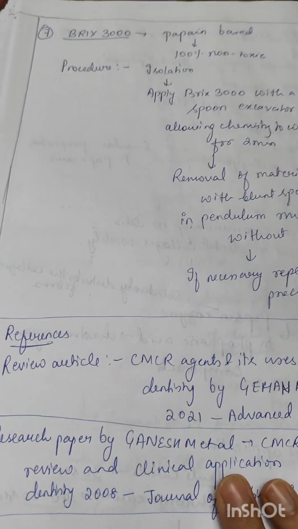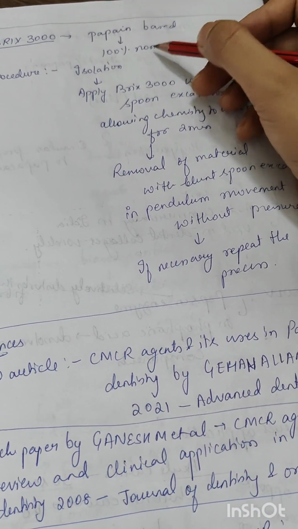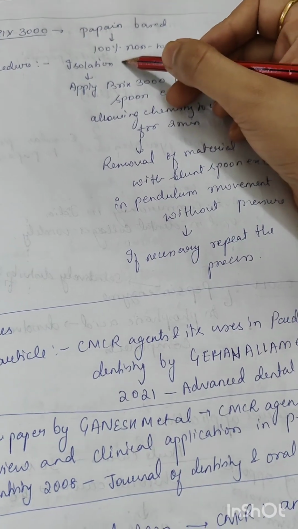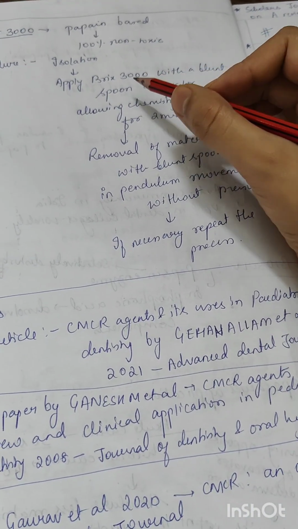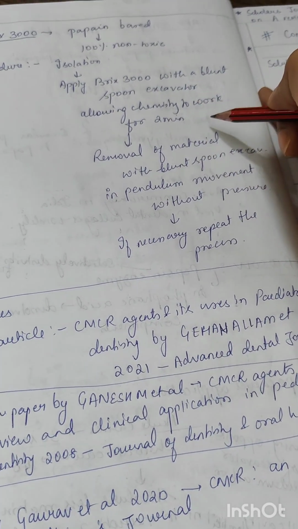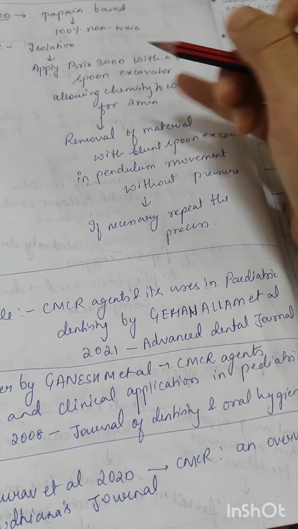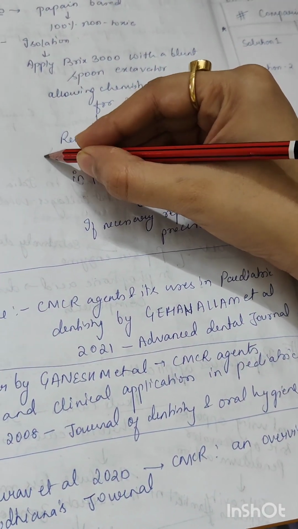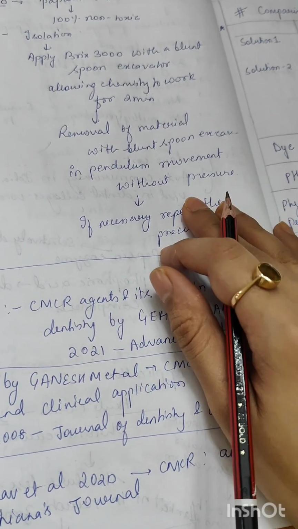Next is the Brix 3000. It is also papain based. 100% non-toxic. Procedure includes isolation, then applying the Brix 3000 with a blunt spoon excavator, allowing the chemistry to work for 2 minutes, then removal of the material with a blunt spoon excavator in a pendulum-like movement, okay, without any pressure. If necessary, repeat the process.